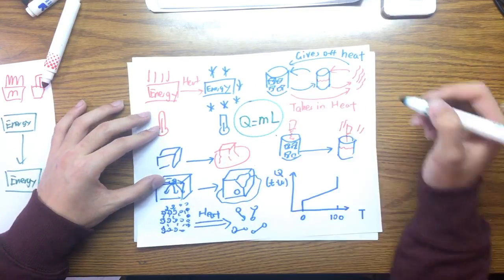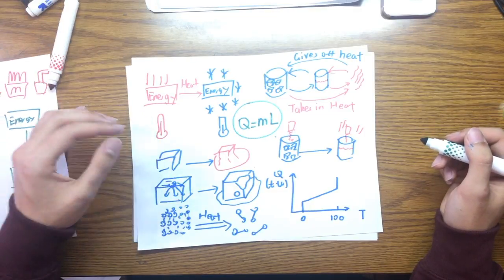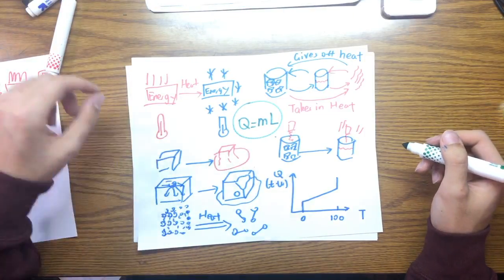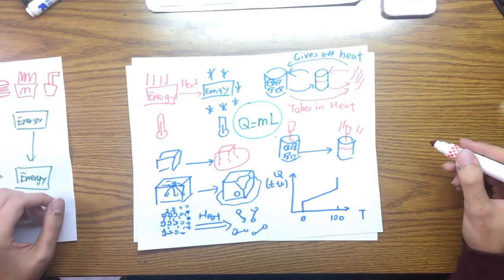To calculate the energy needed to change the phase of a certain substance, we need to use a formula, Q equals mL, in which m is the mass and L is the latent heat for specific substances in specific transitions, between solid and liquid or between liquid and vapor.